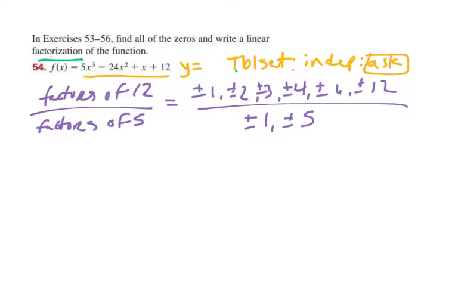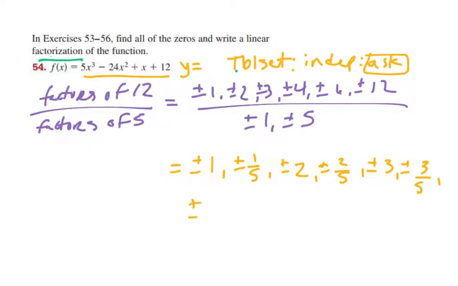And if you do that, then you're going to be able to just type in these numbers and see when you get 0. So our zeros are going to be an option of plus or minus 1 from 1 over 1, plus or minus 1/5, plus or minus 2 from 2 over 1, and plus or minus 2/5, plus or minus 3 and 3/5, plus or minus 4, plus or minus 4/5, lots of 4s going on, plus or minus 6, and plus or minus 6/5, which is totally lovely, and plus or minus 12.